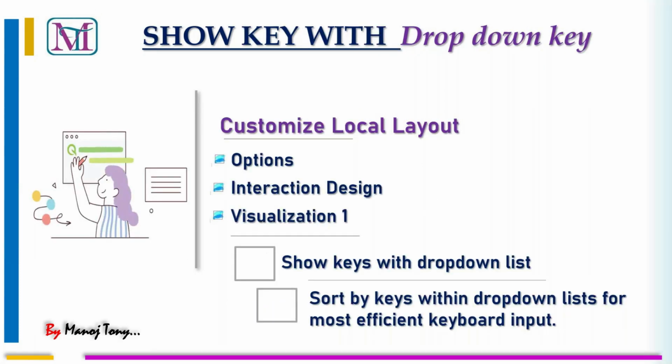Second tip: show key with drop down list. What is show key with drop down list? For some entries we have keys along with our textual description. Keys are also displayed in the drop down list. This setting is useful for experts who prefer working with keys rather than textual description. The path is: customize local layout, then option, interaction design, visual one, and first we have to check show keys with drop down list.